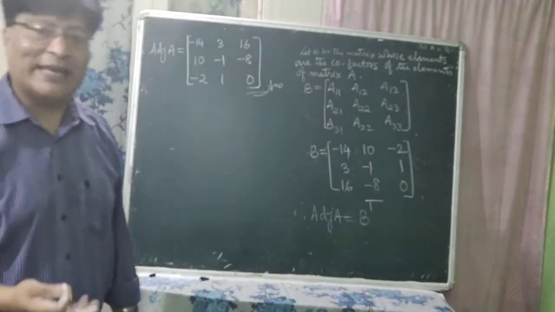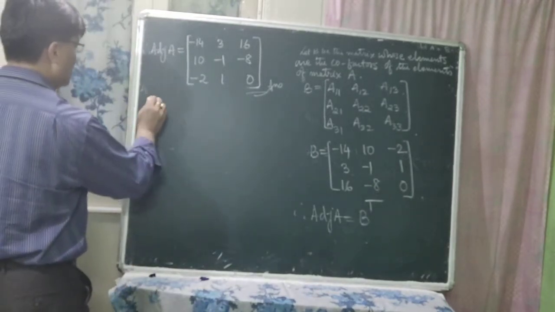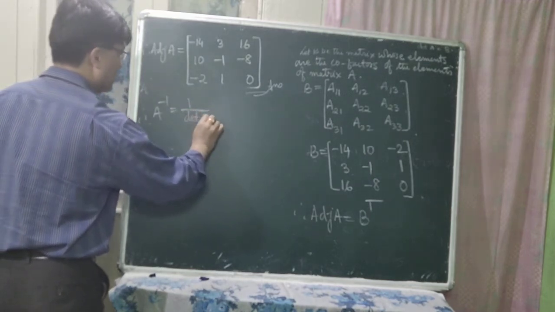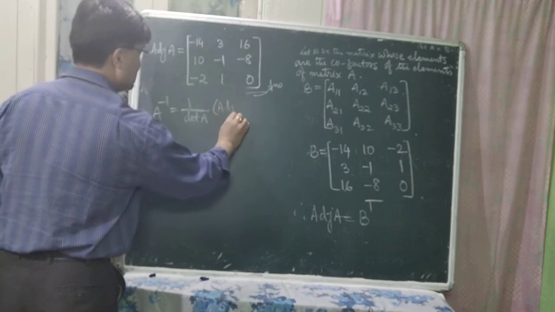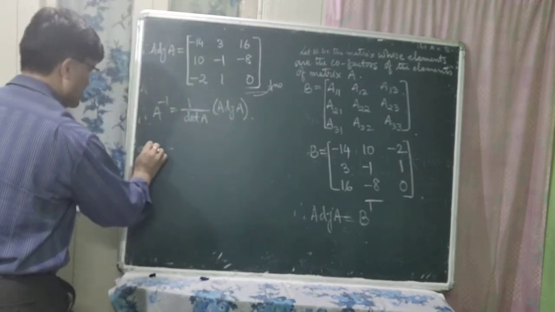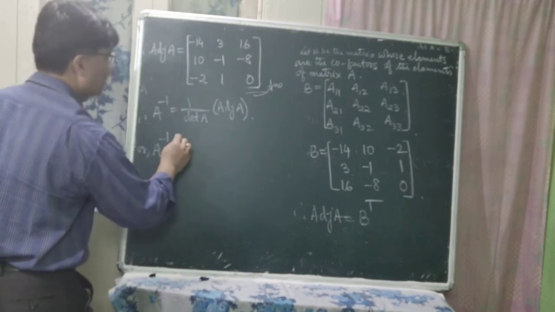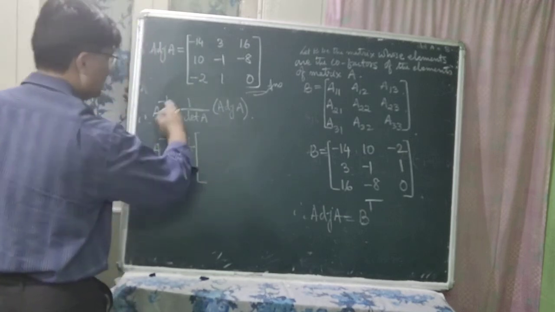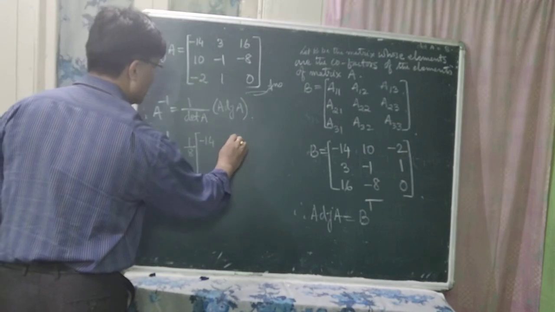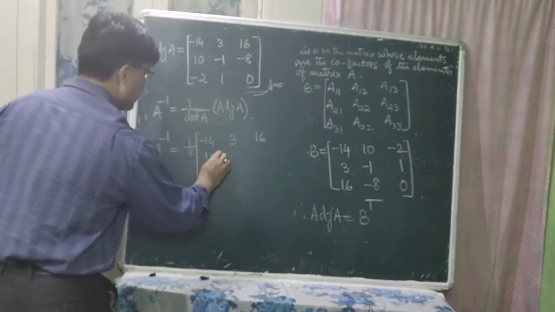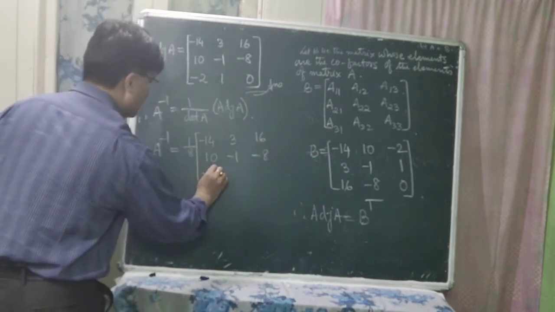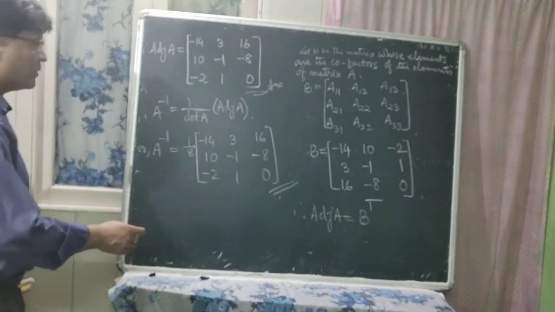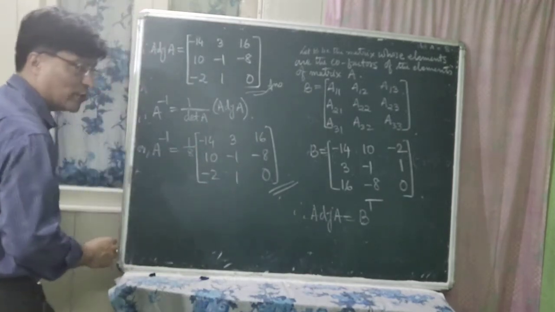Now we have to find A inverse, isn't it? What is the formula? A inverse is equal to 1 upon det A into adj A, right? What was det A? It was 8, right? And then copy the adjoint of A: -14, 3, 16, 10, -1, -8, -2, 1, 0. This may be the answer. You can keep the answer as it is here, or you can multiply all these elements by the scalar 1 by 8.